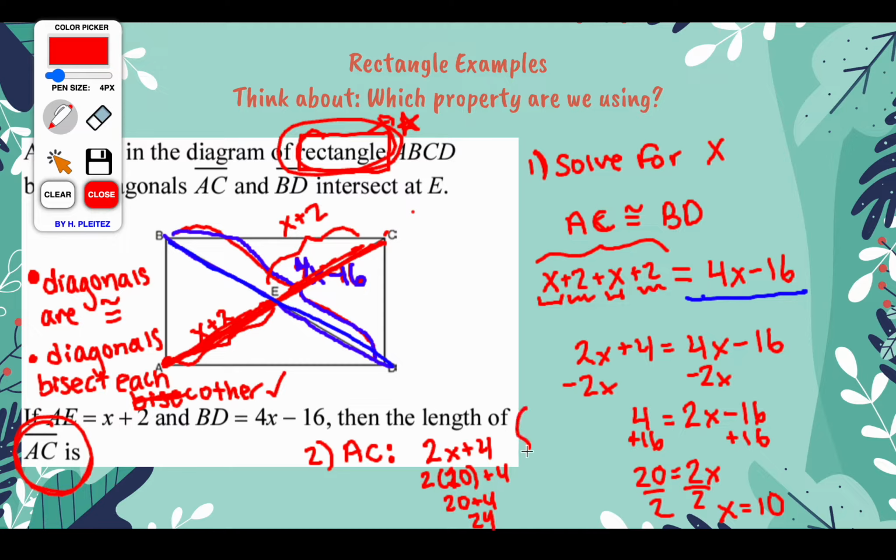Another way you could have done it, if you solve for x some different way, is to solve for AE. If this is confusing you, you can just skip this, but if you want to see a different way of doing it, you could have solved for AE first, and that would have been x plus 2, which would be 12. And then you know that your diagonal is being bisected, so you just multiply that by 2 to get the whole thing, which again would give you 24. So no matter which way you see it, we still have to solve for x first using the properties, and then substitute in there.